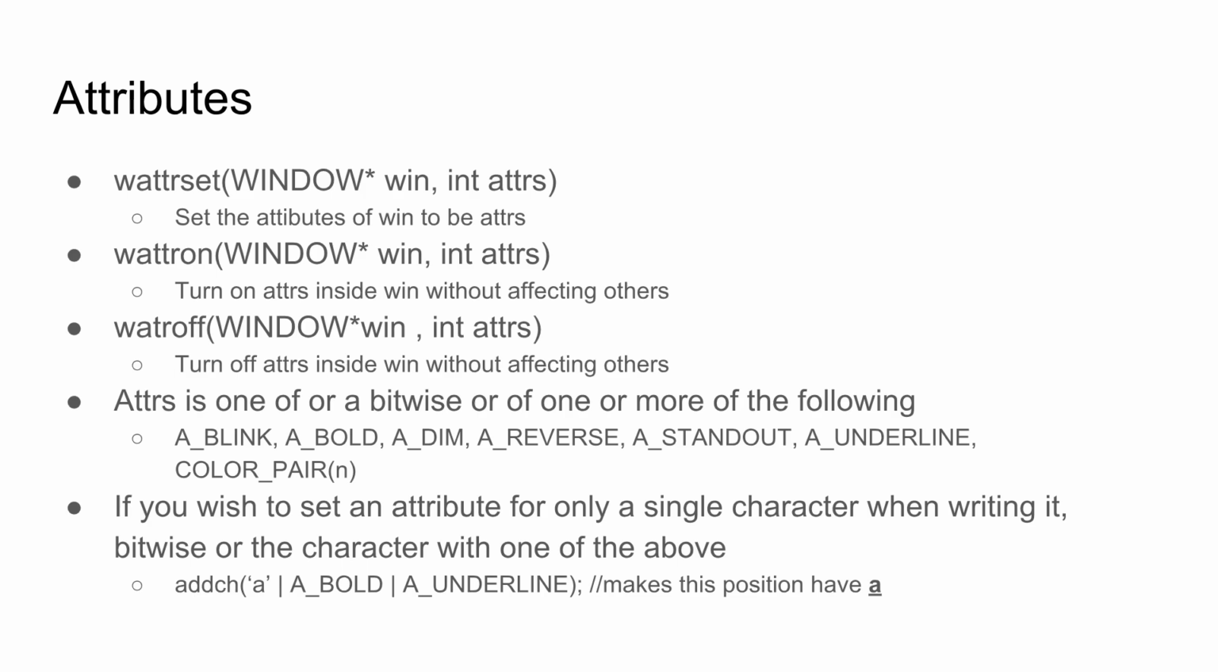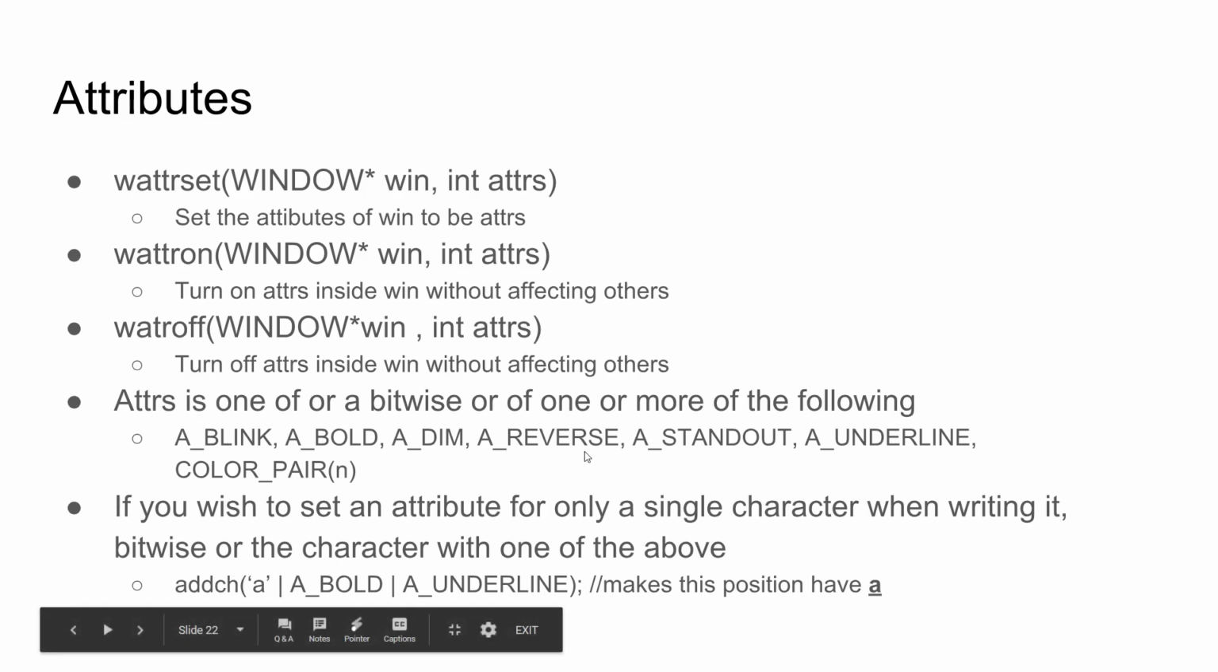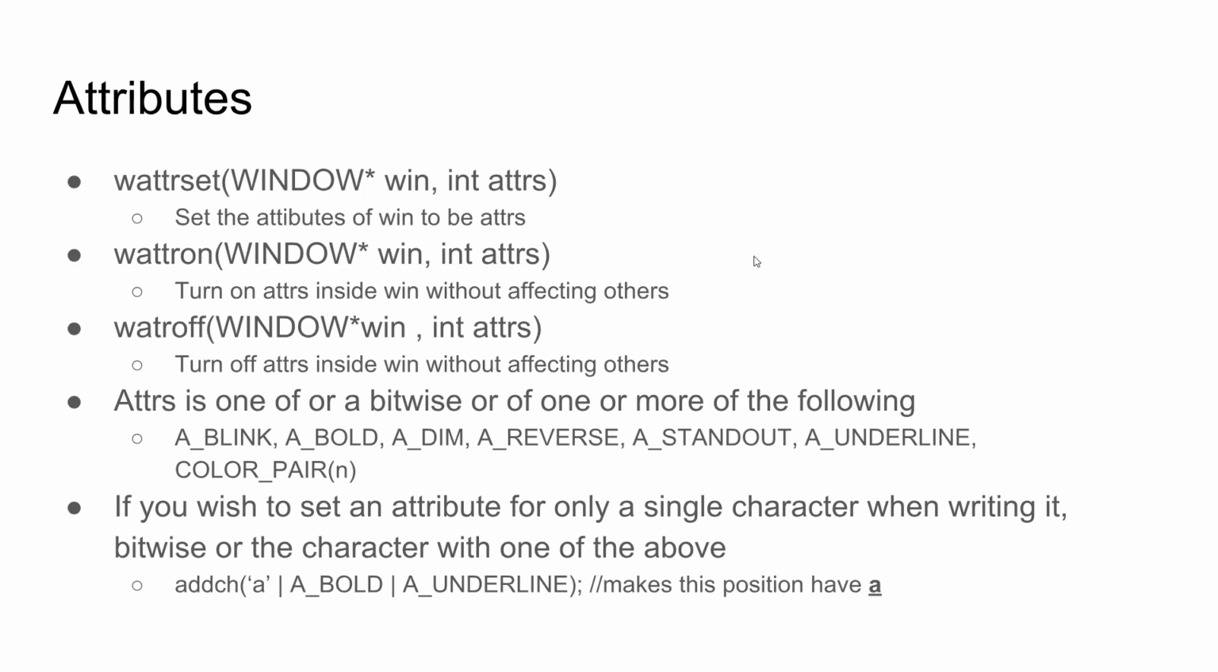There's a lot. And if you want to do it with just a single character, you would OR it when you're writing it to the screen. So if you do A OR A bold, A underlined, it's going to make that character appear both bolded and underlined when you put it to the screen. Does that make sense? Any questions?